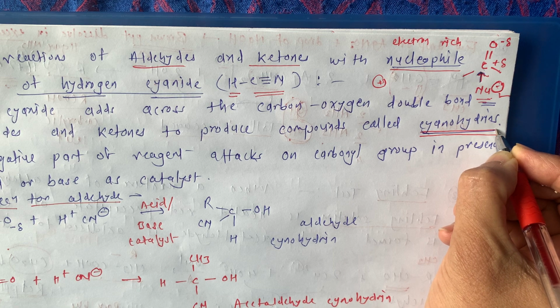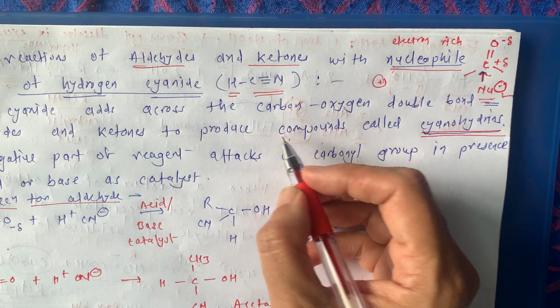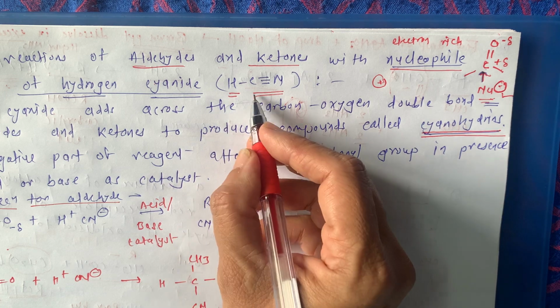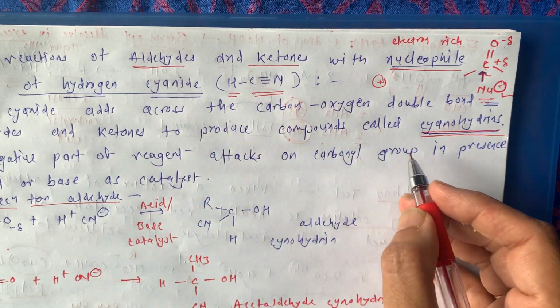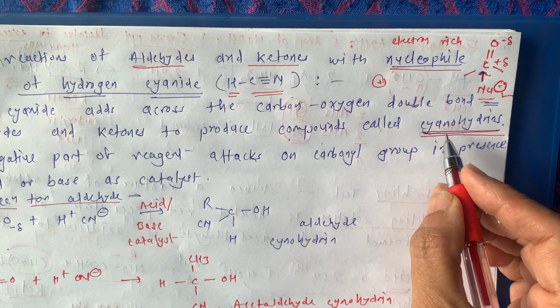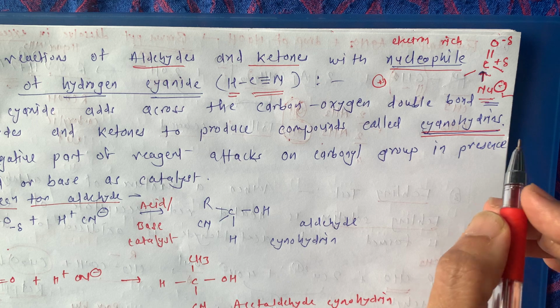Cyanohydrins. If it is going to add to aldehyde, then that is aldehyde cyanohydrin. If this is going to add to ketone, then that is ketone cyanohydrin. Remember this thing: ketone cyanohydrin and aldehyde cyanohydrin.